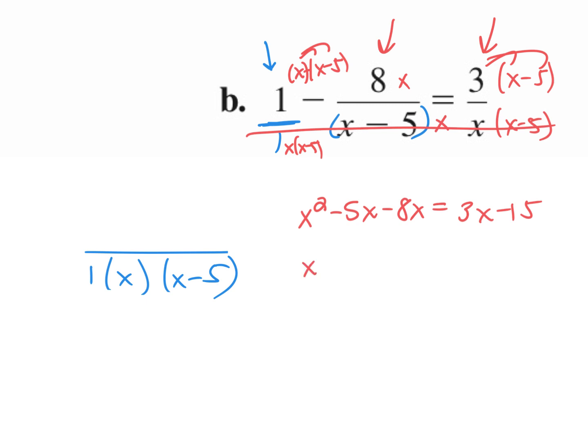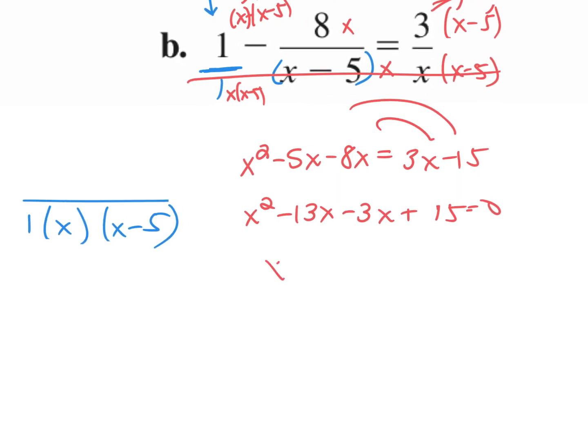Let's clean up. I have x squared minus 13x. And then if I move these two over here, it becomes negative 3x plus 15. Change the signs. So I have x squared minus 13, 14, 15, 16. Yeah, 16x plus 15 equals 0. Can you factor that? What times what gives you a positive 15 when you multiply, but a negative 16 when you add?